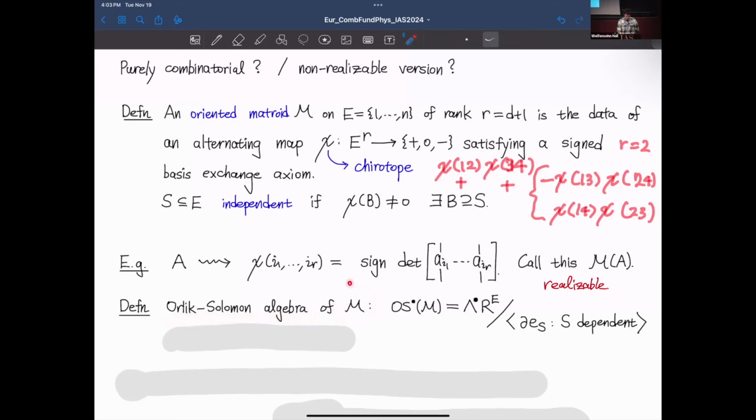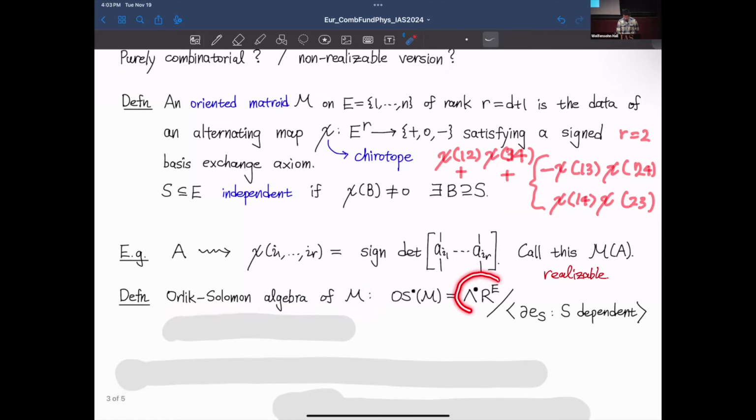You can define this for, in fact, any matroid, really. But let me just stick with oriented matroids here. So what do you do? You consider the exterior algebra over an arbitrary commutative ring. So take the exterior algebra with bases coming from the ground set, which we call E, modulo the ideal generated by taking the differential of E sub S, where S is a dependent set.